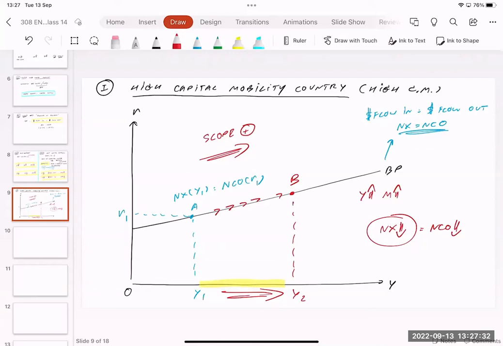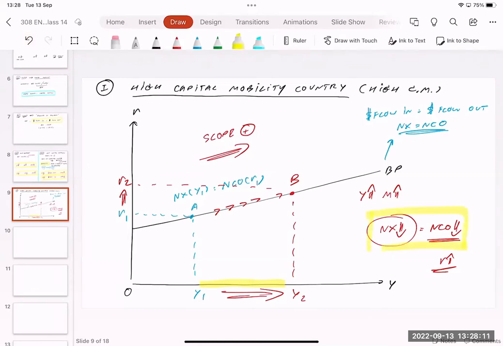How do we make NCO go down? NCO is net capital outflow. If you want NCO to go down, you need to make more capital flow into our country. How to make money flow into our country? You have to increase the interest rate from R1 to R2. You see that? That makes capital flow into our country. And then if the capital flows in, NCO goes down and it's going to be equal in the end.